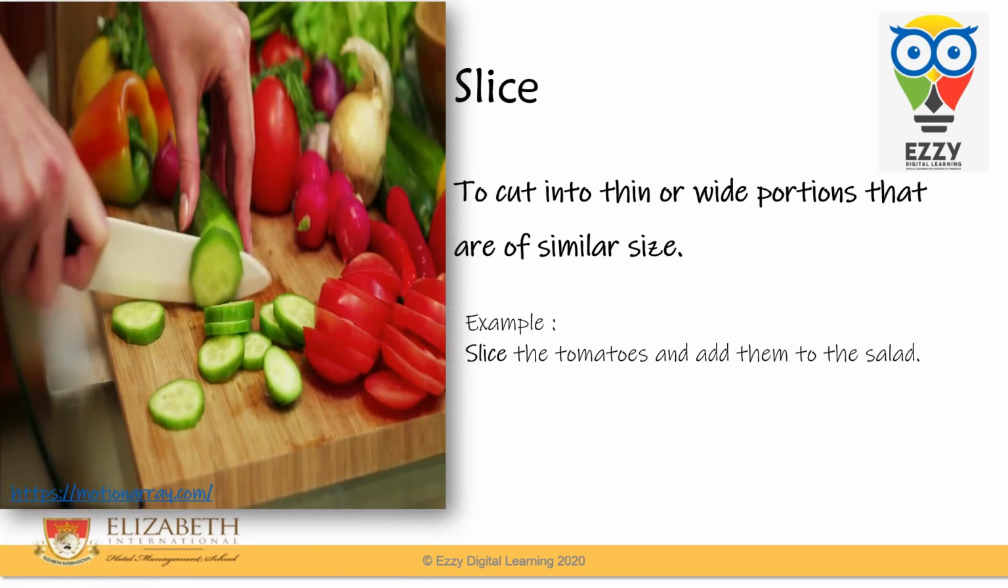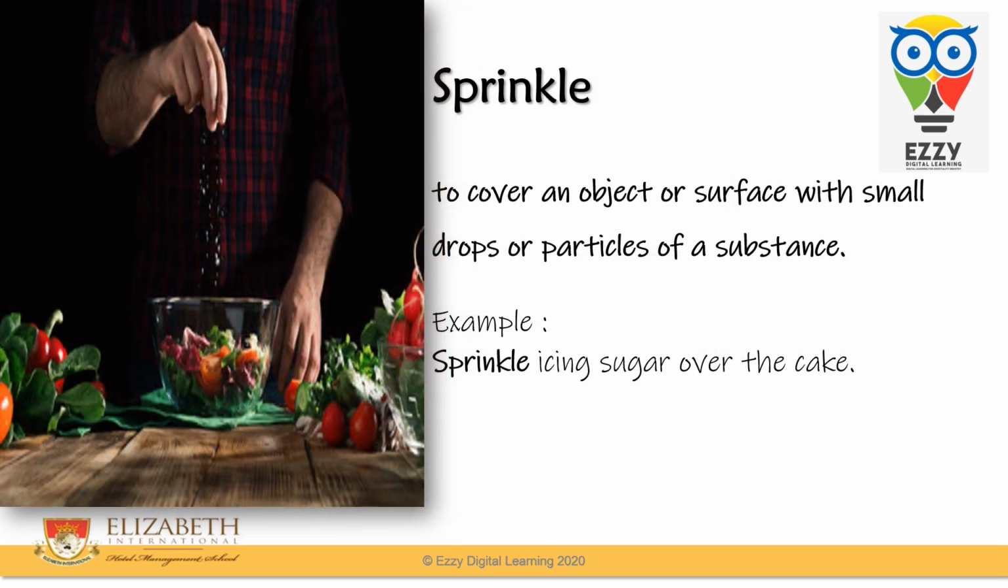Slice is to cut into thin or wide portions that are of similar size. For example, slice the tomatoes and add them to the salad. Sprinkle is to cover an object or surface with small drops or particles of a substance. For example, sprinkle icing sugar over the cake.